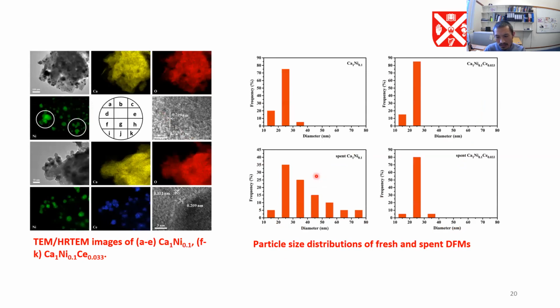Also, the particle size changed. This one, without the cerium oxide, is the original fresh catalyst. But after 20 cycles, you can see big particles are observed. But for this material, calcium, nickel, and with cerium, before and after 20 cycles is very similar regarding the distribution of particle size.